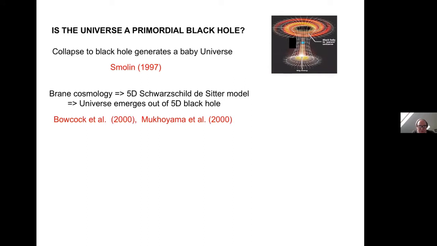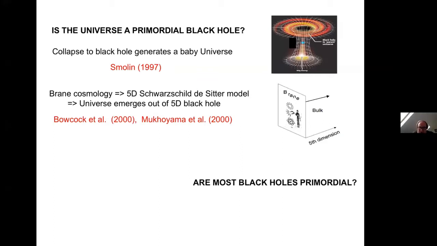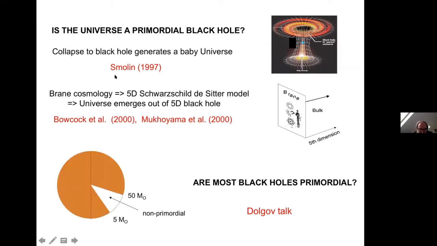I think slightly more plausibly, or more studied, is that in brane cosmology, our universe is described by the 5D Schwarzschild-de Sitter model, in which case, in some sense, it emerges from a 5-dimensional black hole. And you'll remember that you've got high-dimensional black holes up at the top there. And, you know, especially being inspired by Alexander Dolgov's lecture, you really have to ask, well, are almost all black holes primordial? And if you look at this Ouroboros of all the black holes, the only ones we really know are non-primordial are this little range here where they can form from stellar collapse.